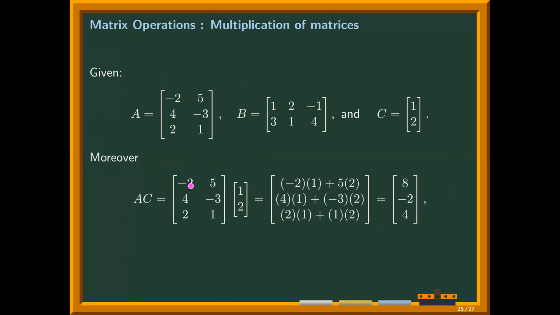You can also check that the product AC is well defined and the result is a 3-vector, or a 3 by 1 matrix. But CA is undefined because C has 1 column, A has 3 rows.